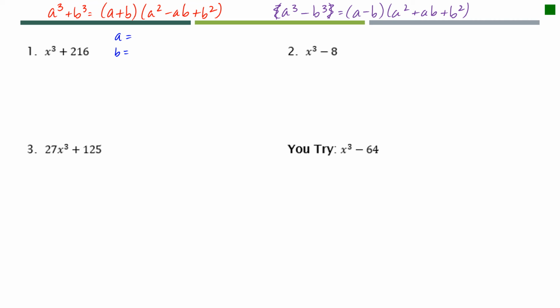All right, so back to problem number 1. The cube root of x cubed is x, and the cube root of 216 is 6. So now all I'm going to do is use the red formula because it's a sum of cubes, and I'm just going to plug everything in. So instead of a plus b, I'll have x plus 6. If I square my a number, which is x, I would get x squared. Opposite sign from the problem. And I'm going to multiply 6 times x, so I get 6x. And then my last term is always positive, and it's going to be 6 squared, which is 36. So that's my final answer. I don't have to do anything else with it.